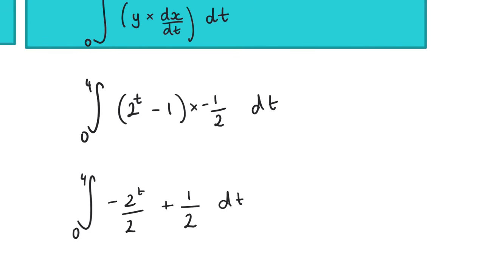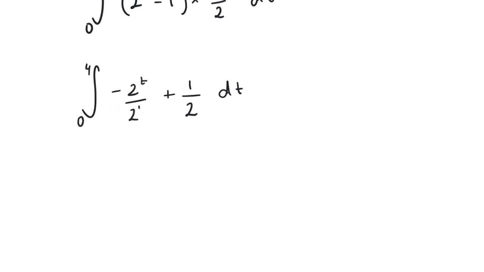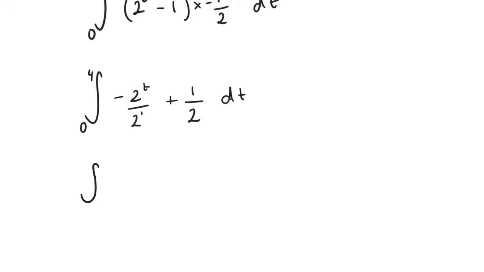Okay? Now, does anyone know negative 2 to the power of t over 2? We could actually simplify this. Remember, this is 2 to the power of 1, right? And if we divide, technically, this is negative 1. So it's the integral from 4 to 0 of minus 2 to the t minus 1 plus a half. Okay? So now I can integrate these.